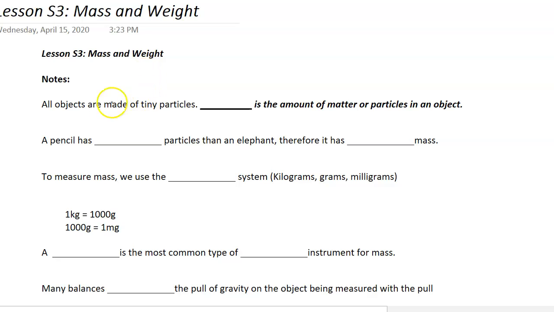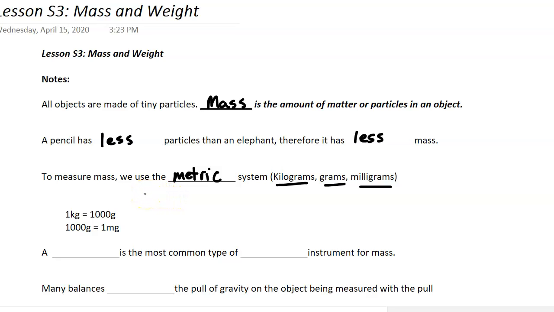Now, first of all, objects are made of tiny particles. That's part of the particle model that we've already talked about. But the definition of mass is the amount of matter or particles in an object. If we think about it, a pencil has fewer particles than an elephant. Therefore, it will have less mass. To measure mass, we use the metric system, which means we measure it in kilograms, grams, or milligrams.